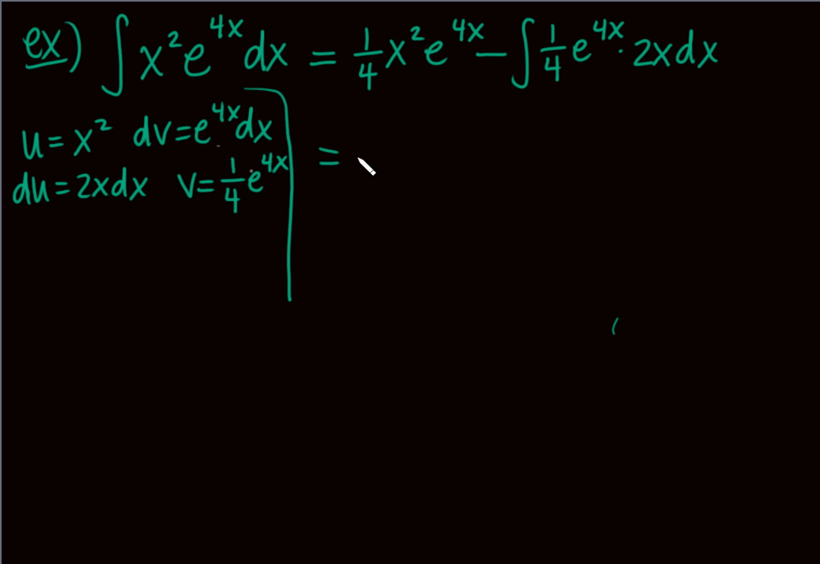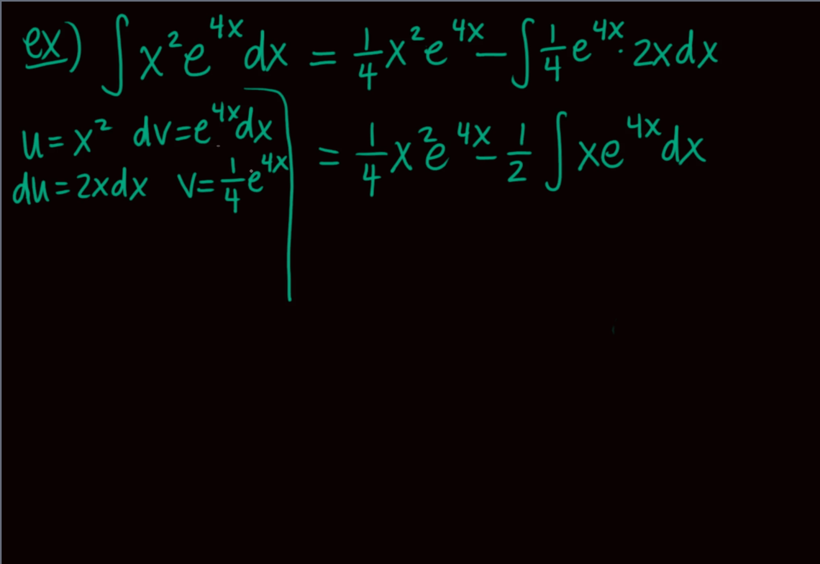Okay, people, let's clean this up a little bit. So I get 1/4 x squared e to the 4x. 2 times 1/4 is a half. I'm going to just bring that half out front so I don't have to deal with it. And then I'm going to put the x first as we normally write this. Okay, look at this. You are going to be so excited.